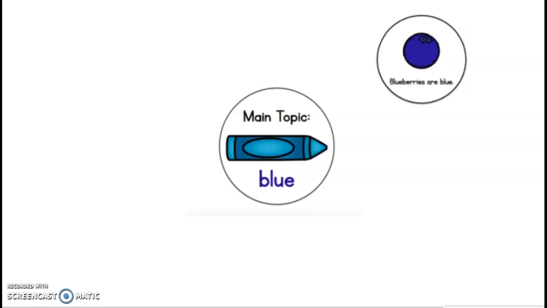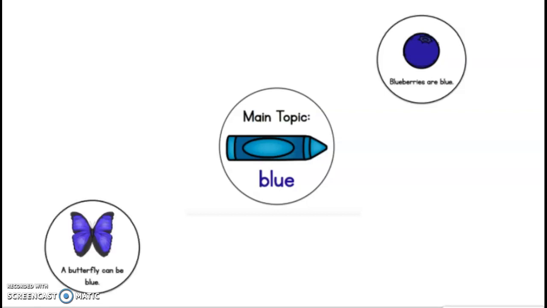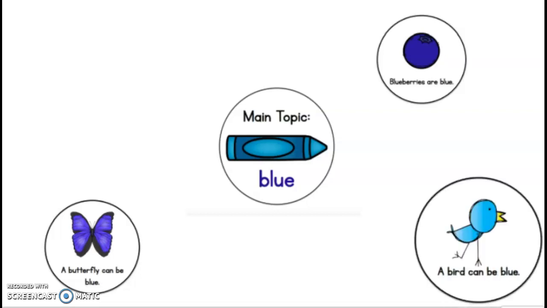The next one that I thought about, I think I was doing some science work and I thought about a butterfly. Butterflies can also be blue. Now my sentence says can be blue because not all butterflies are blue, but some of them are. Some of them can be. What else can be blue? Birdies. Birds can be blue. So I have this little tiny picture of a bird because birds can be blue.